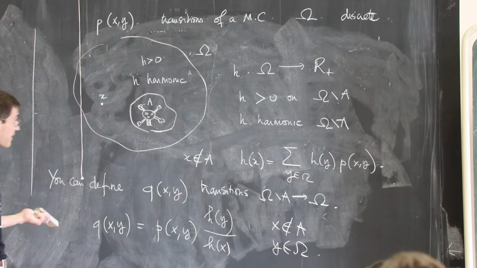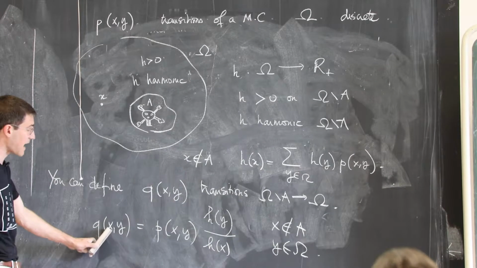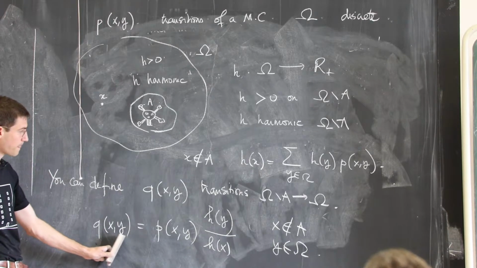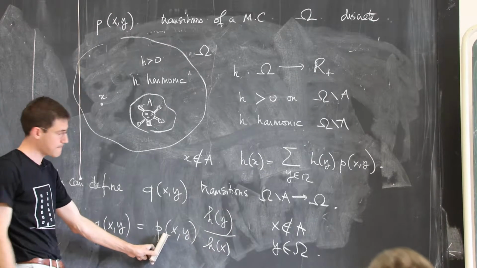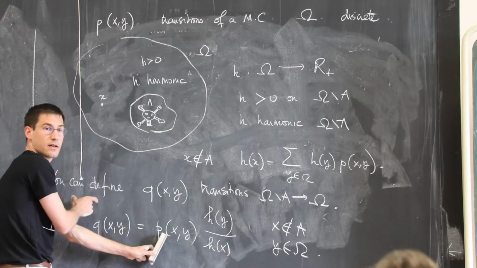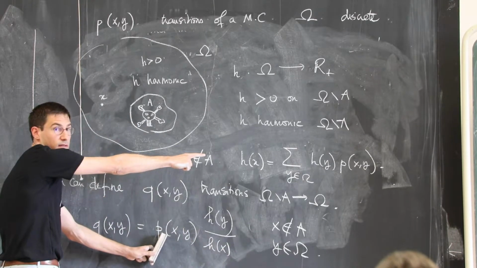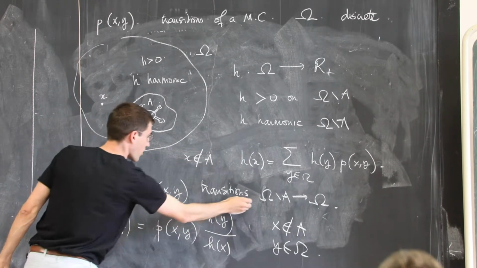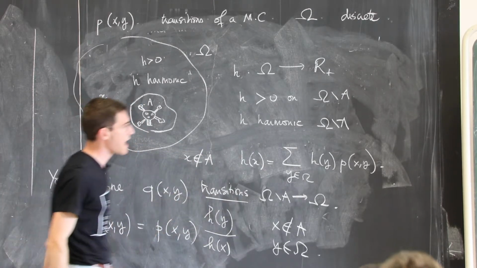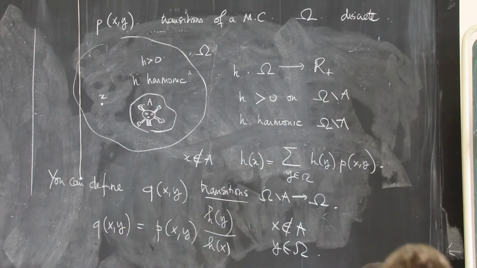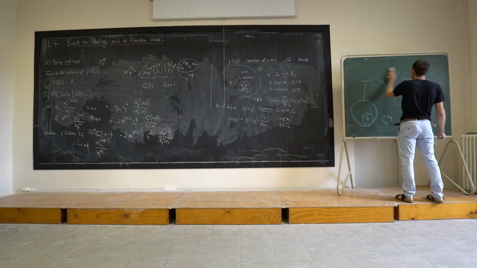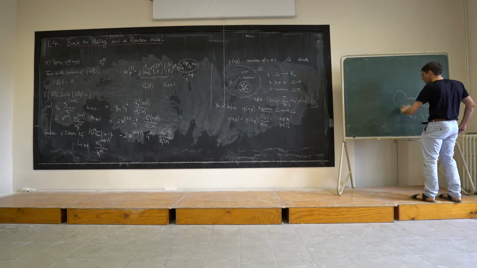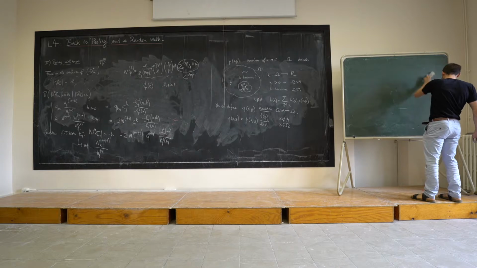So I claim it's just a transition function. If you fix x and you sum over y, you want to see that the sum of this is 1. But if you sum this over y, you put the h here, and it's exactly this. Right? So it is indeed a transition probability if you fix x not in A. All right? And so what do you see when you do such a transform?